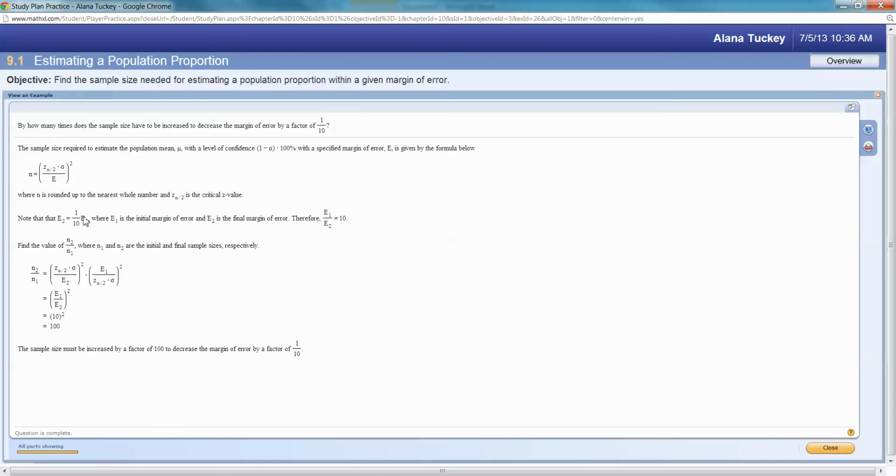Right? They're setting up, E1 is your first error, E2 is your second error, and so on. But the idea behind it is still the same. You're still going to get 100. See, they've got the 10 squared, which is 100.